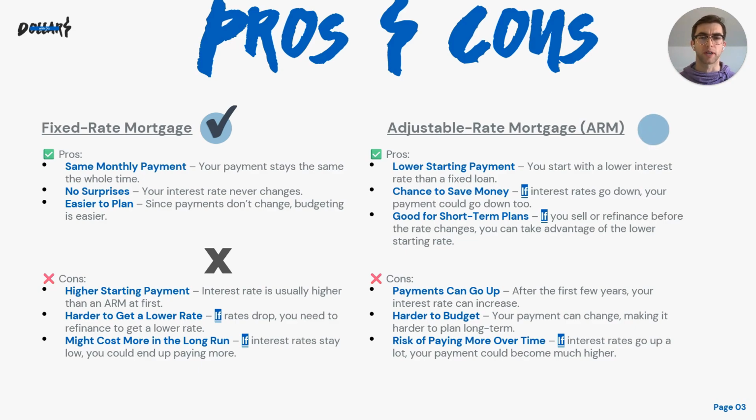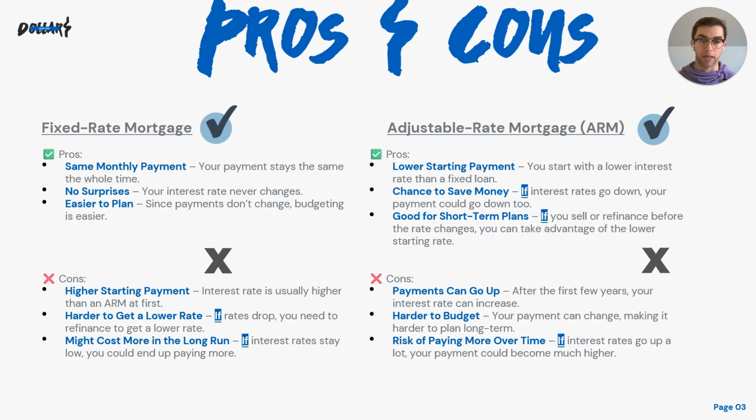The pros on the adjustable rate mortgage side, the first one being your initial interest rate is a little bit lower than it would be on a fixed rate mortgage. The second one being that you do have a chance to save money if rates go down. And then on a short-term planning scale, say you don't want to live there as long as you expect, you can take advantage of that starting lower rate and then refinance or sell the property after that.